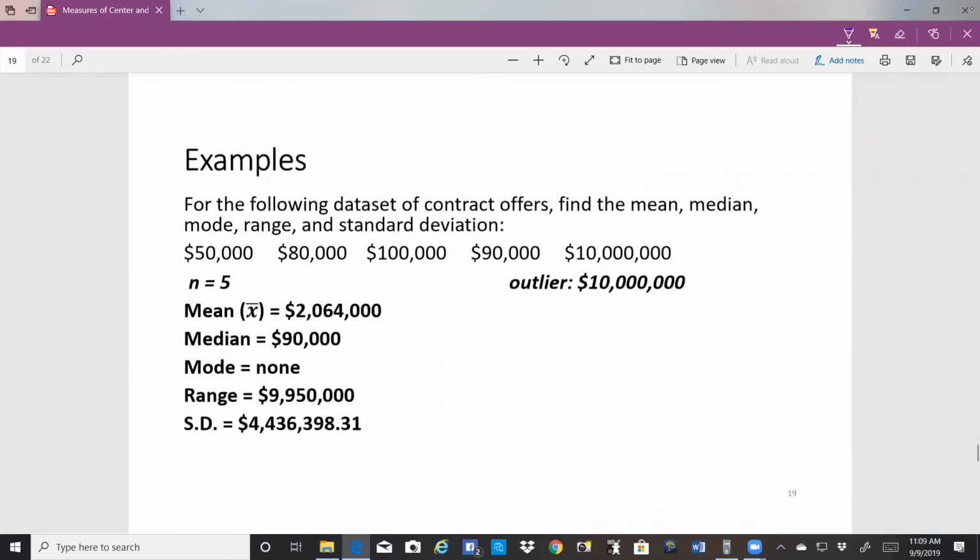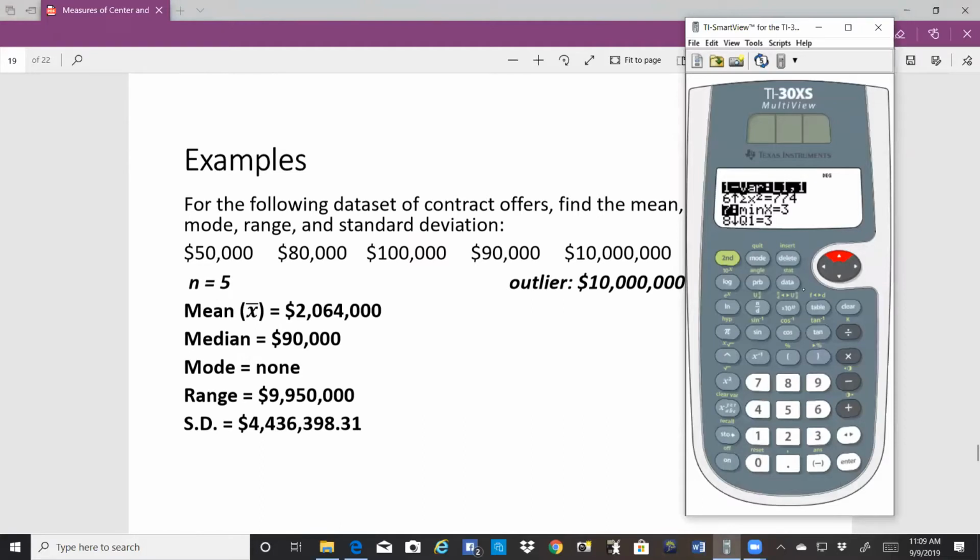Now, I'm going to put this in the calculator. And after this, I'm just going to let you put things in the calculator. I'm going to hit data, and I'm going to put this in L2. So I'm going to put 50,000, 80,000, 100,000, 90,000. And just be careful with everything you put in.